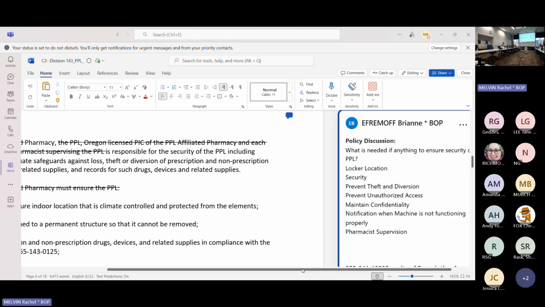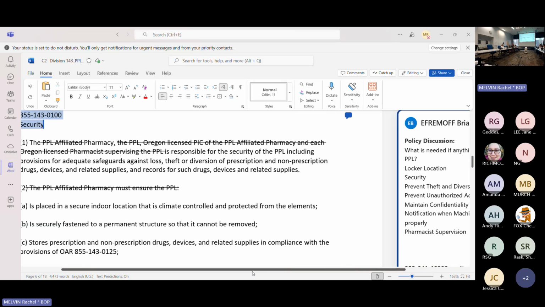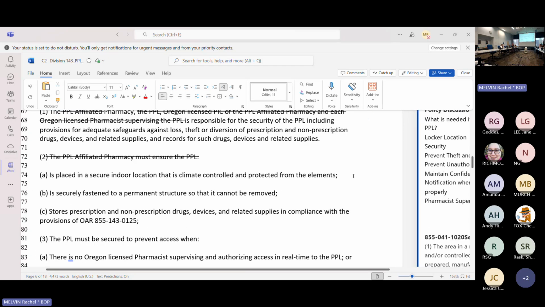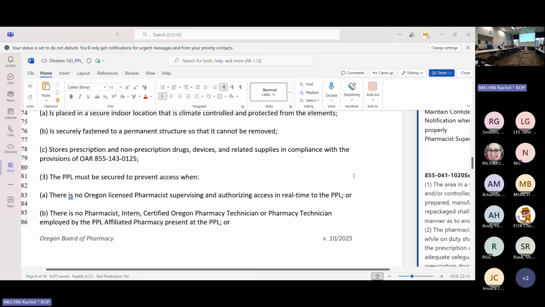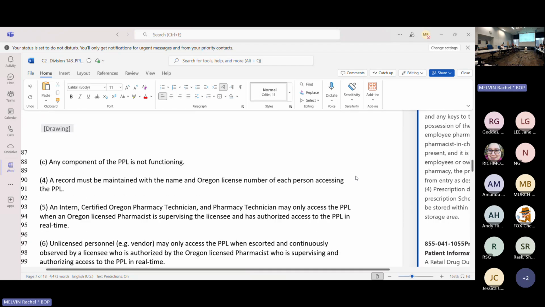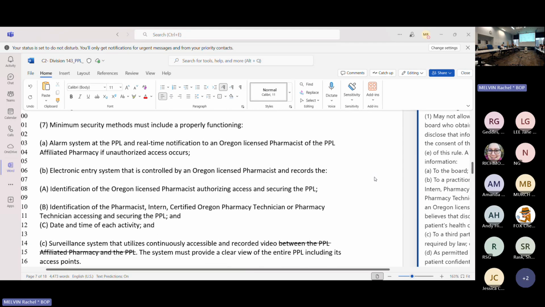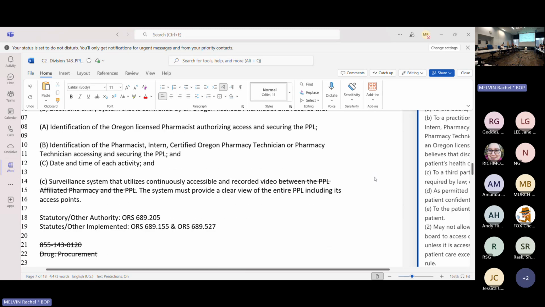And you can see some additional requirements that are over in paren 3 and 5 currently that address supervision. Paren 4 addresses only licensees may access. Paren 6 requires licensees to escort vendors for repair. Paren 7 provides real-time notification if a system is breached. Paren 8 speaks to constant surveillance, and also potentially pharmacist supervision. Again, 3 and 5 also address some of that.